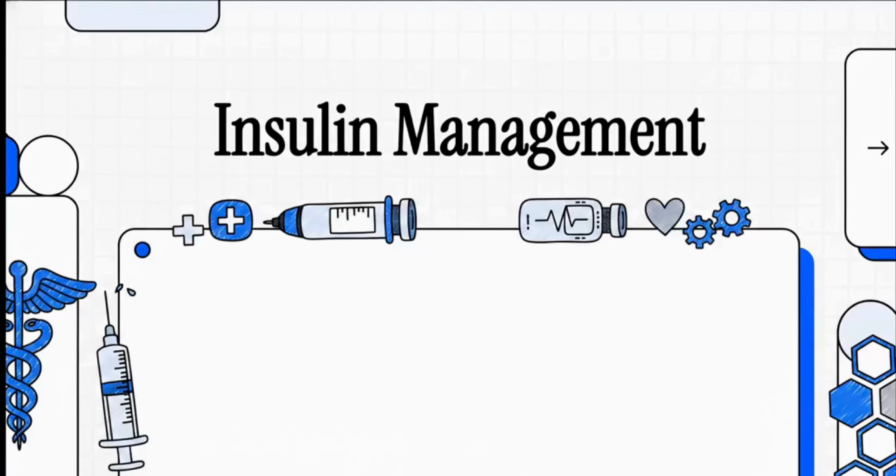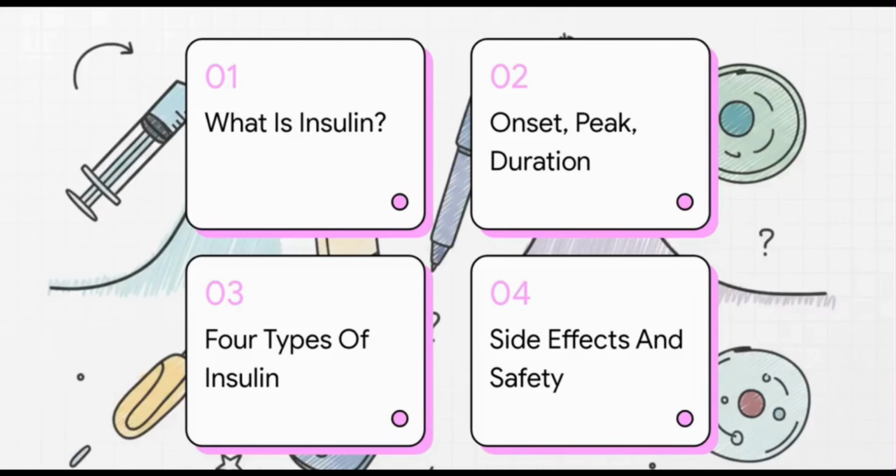Today, we're talking about insulin, one of the key therapies used in diabetes management. And as usual, there'll be questions at the end to see how much you've retained. We're going to cover what insulin is, the onset, peak, duration, four types of insulin, the side effects, and an important safety consideration. Let's get into it.